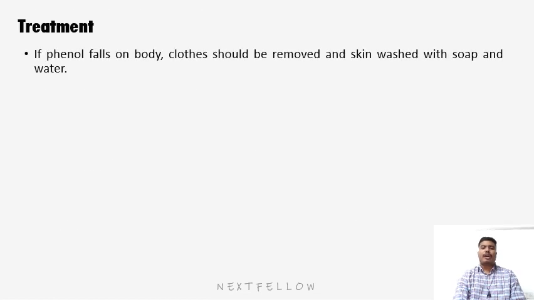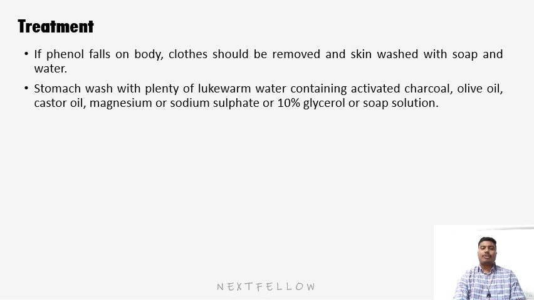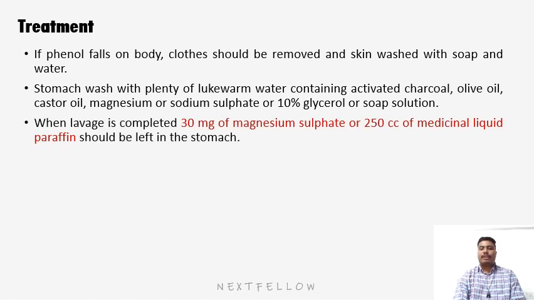Now the treatment of carbolic acid poisoning. If phenol falls on the body, clothes should be removed and skin washed with soap and water. Stomach wash is done with plenty of lukewarm water containing activated charcoal, olive oil, castor oil, magnesium and sodium sulfate, or 10% glycerol or soap solution. When lavage is completed, 30 mg of magnesium sulfate or 250 cc of medicinal liquid paraffin should be left in the stomach.